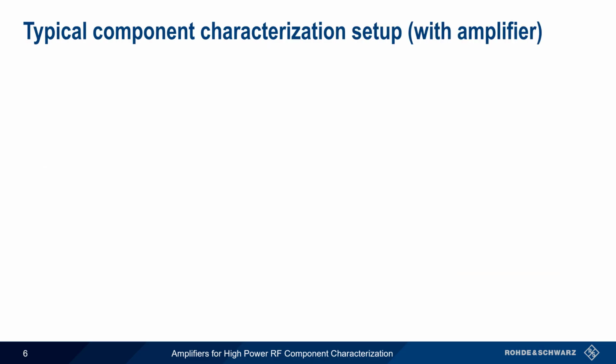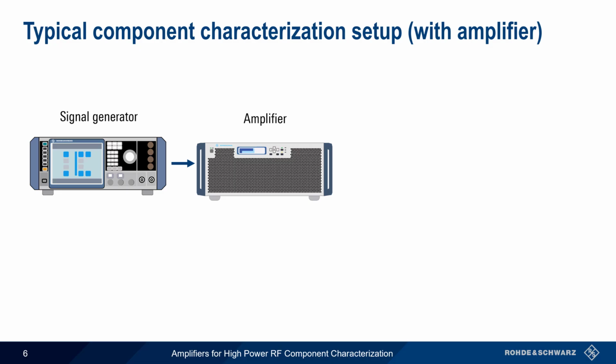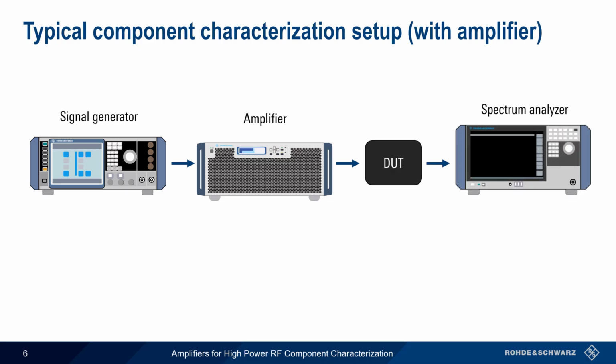Let's look at how amplifiers are used in a typical component characterization test setup. As mentioned earlier, the stimulus signal is most often created using a signal generator, and the signal is then used as the input to an amplifier. The amplified signal is then injected into the device under test, or DUT, and a signal or spectrum analyzer is used to view the output of the DUT when appropriate.